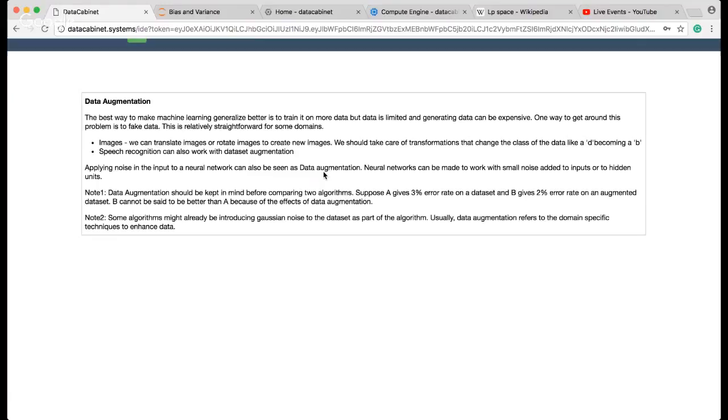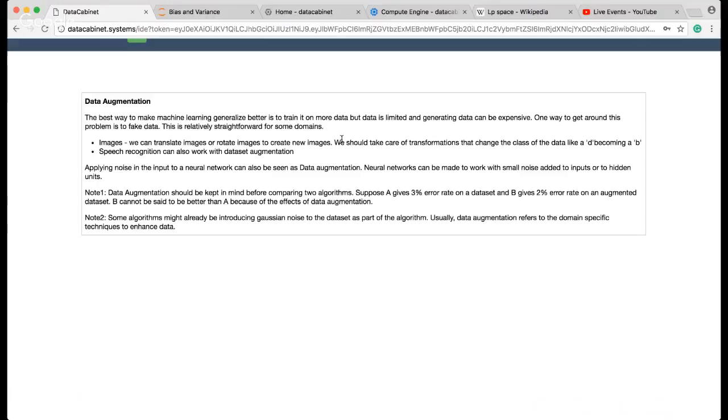So data augmentation. The trick here is that in some domains you can only have so much data, but you want to train a classifier that can do better on test data. What you do is you fake data. If you are given an image, you rotate the image, or you take a mirror image of the image and then feed it to the same classifier. Of course, you have to take care of transformations that change the class of the problem itself, like a D becoming a B or a 6 becoming a 9. In speech recognition also, you can fake data in certain ways. So this technique is called data augmentation.